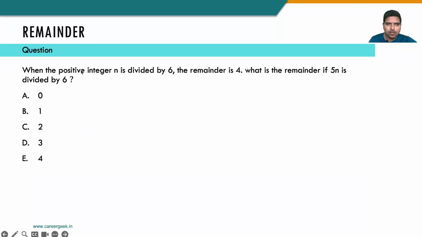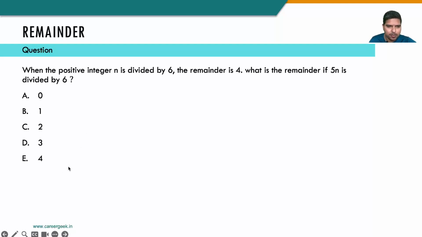Okay, probably we'll do one more question. When the positive integer n is divided by 6, the remainder is 4. Okay, same way. N when divided by 6, the remainder is 4. What is the remainder if 5n is divided by 6?